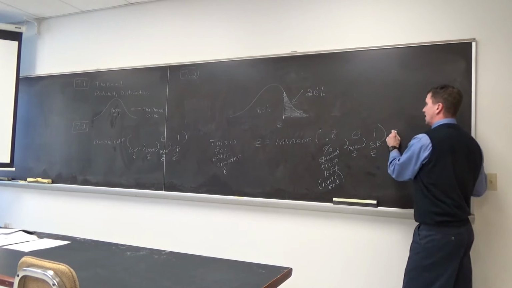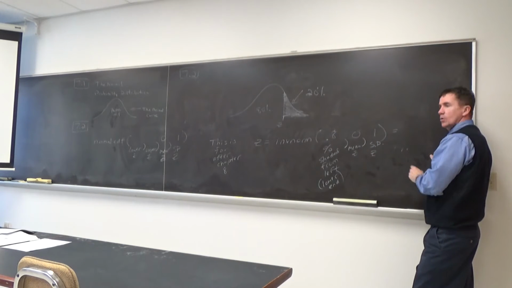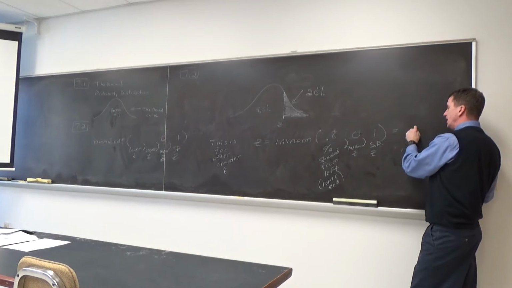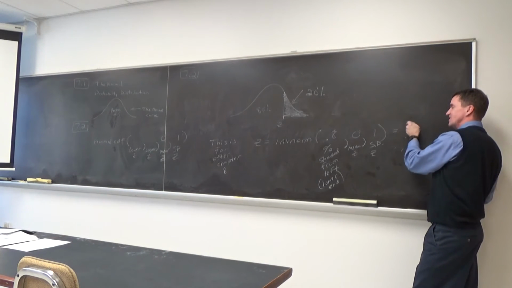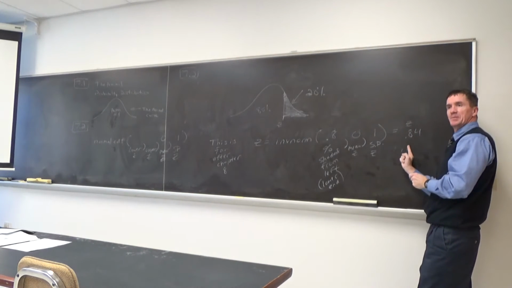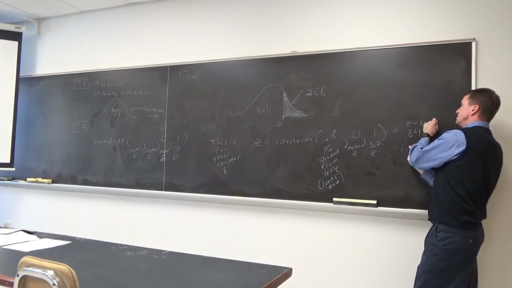By the way, what came out on the calculator? I'm curious. 0.84. Oh, how much? 0.84. That's a z-score, everyone. Be careful. Z-scores sometimes look like probabilities. That's a z-score. The z-score was 0.84.